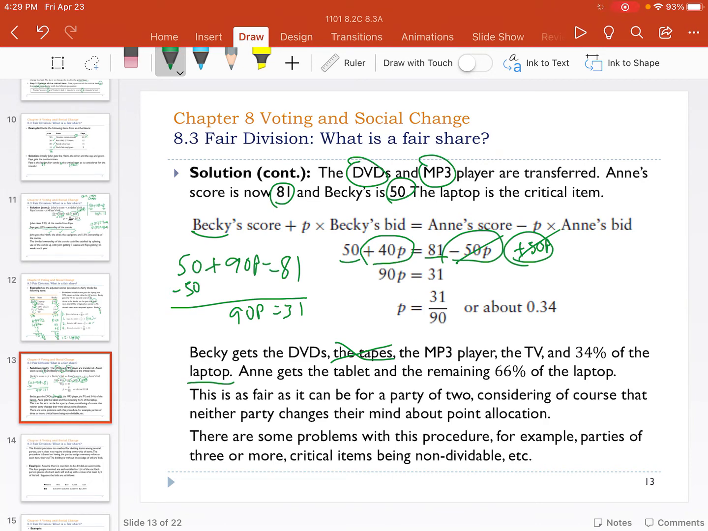This is as fair as it can be for a party of two, considering, of course, that neither party changes their mind about point allocation. There are some problems with this procedure, for example, parties of 3 or more, critical items being non-dividable, etc.